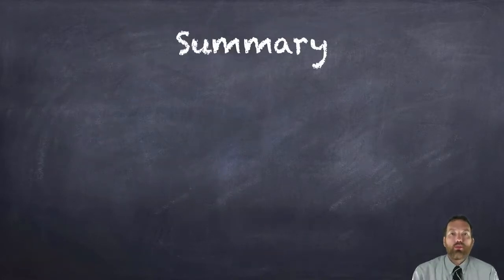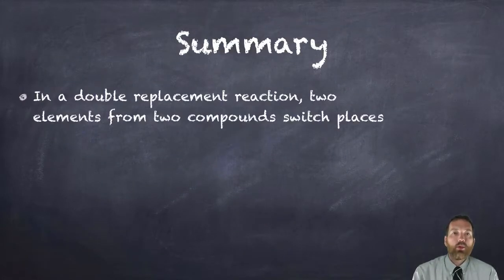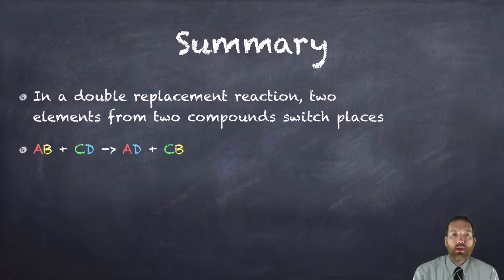Okay, so let's summarize what we've learned in this video. In a double replacement reaction, two elements from two compounds switch places. So if I have this compound AB plus the other compound CD, the A and the C are going to switch places, and the A will now be paired up with D, and the C will now be paired up with B. You can think about it as the two metals swap partners or the two nonmetals swap partners. It doesn't matter, you'll get the same answer either way.